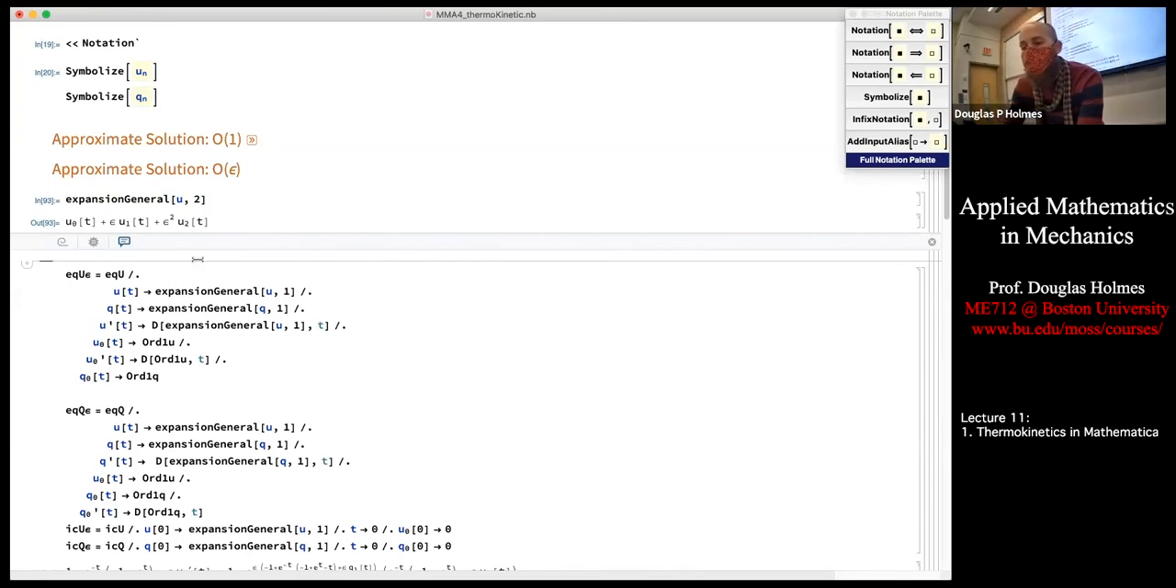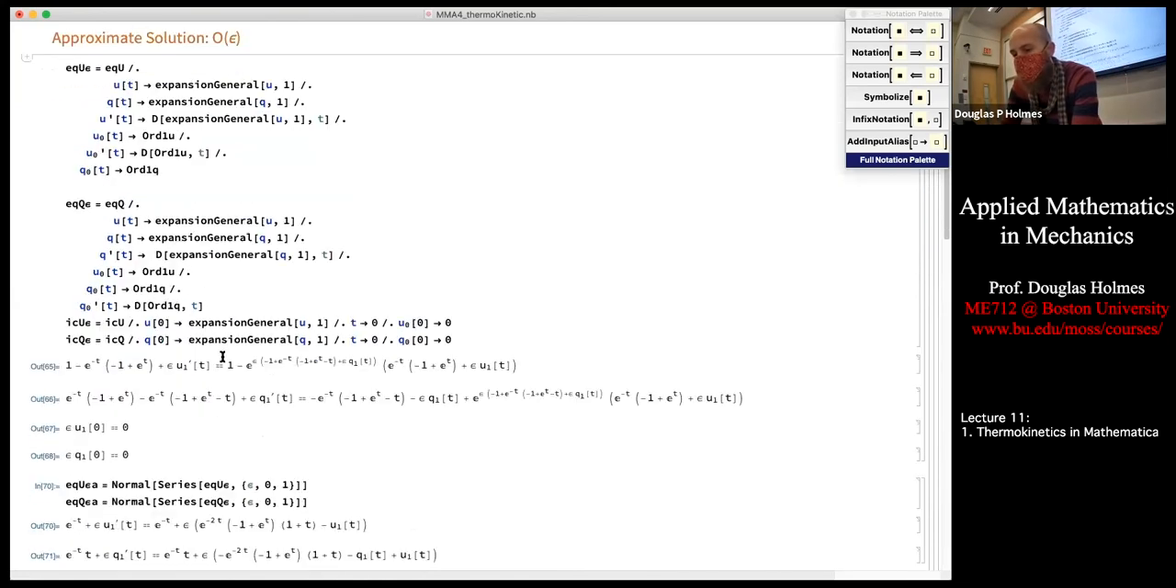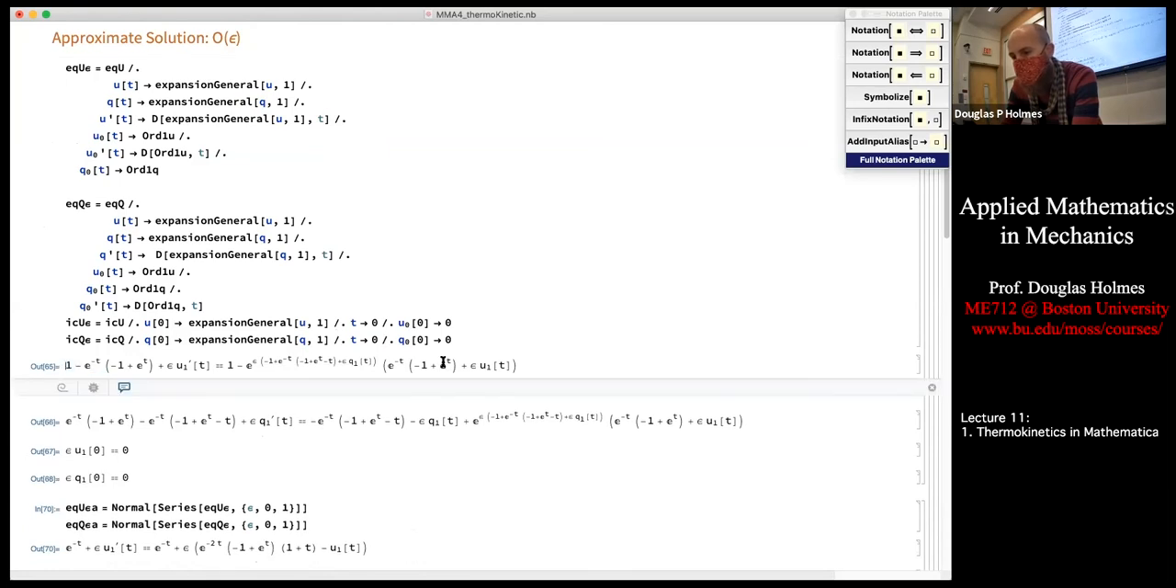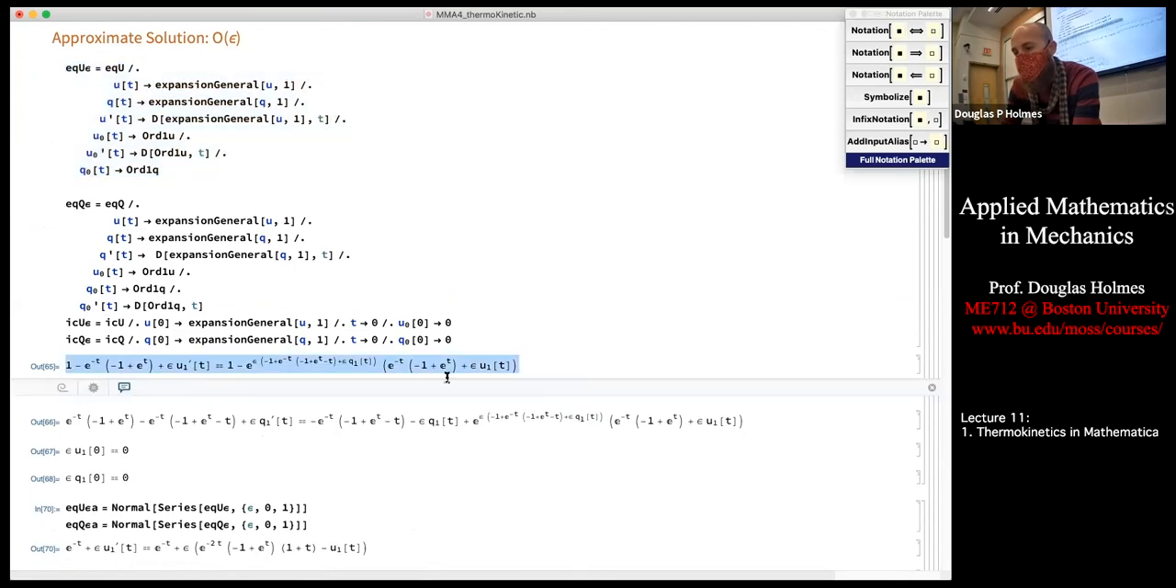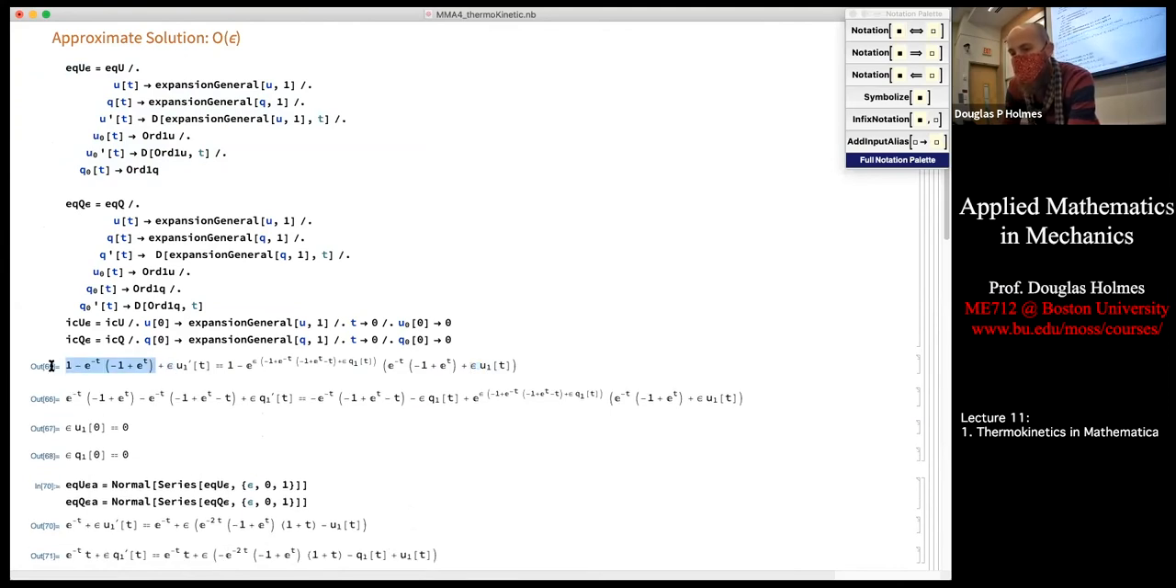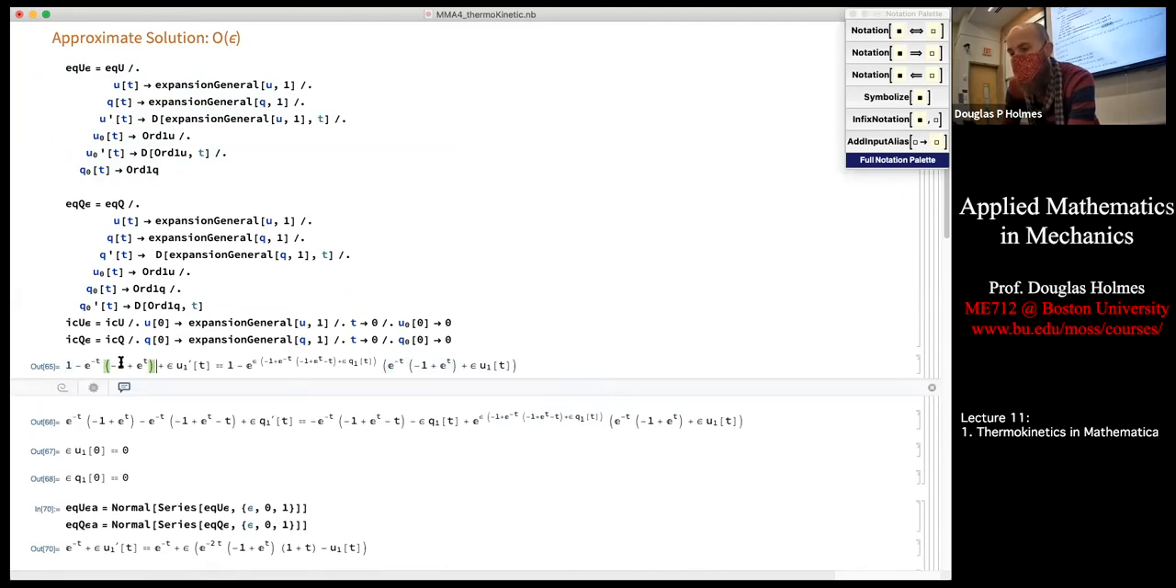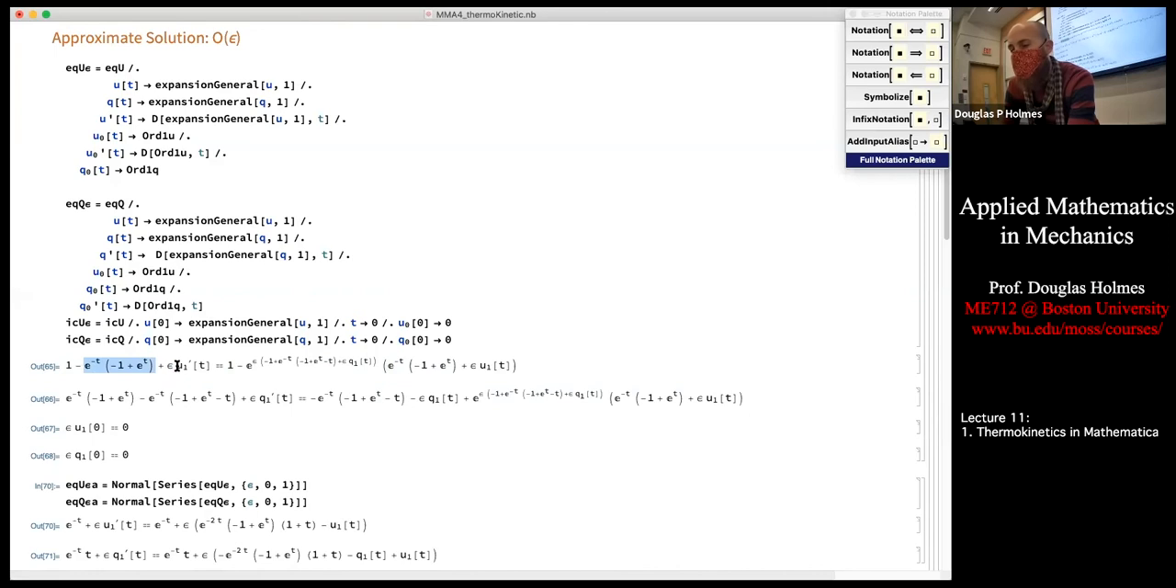But the problem is, now we've inserted this into our original equation, but look what happens. I insert this into our original equation, and I end up with this. This thing I just highlighted in blue is the result of running this code. Sure, I have terms that appear at order epsilon. This is my order 1 solution.